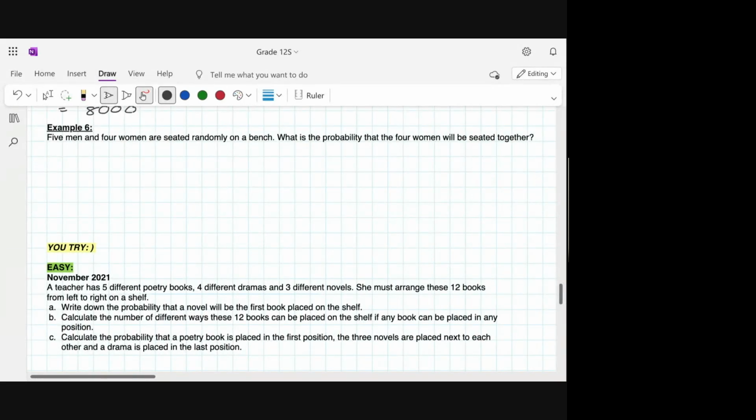So 5 men and 4 women are seated randomly on a bench. What is the probability that the 4 women will be seated together? Hint here: you're going to treat those women as a block.